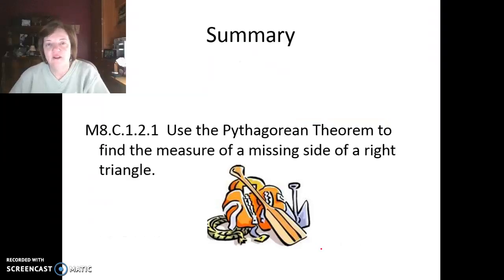Well, we got through it. Hopefully you're starting to understand a little bit better about finding the missing side of a right triangle.